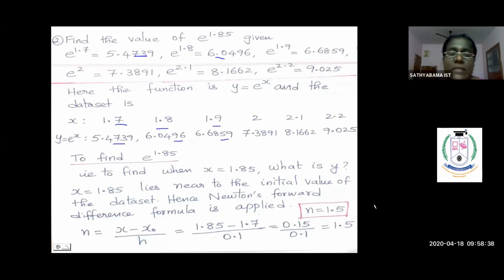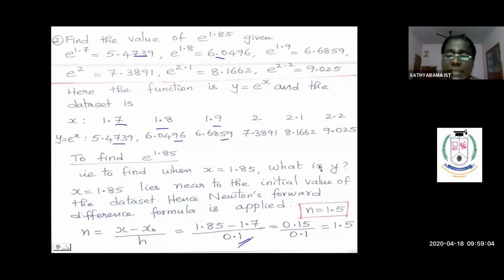So here, what are the x values? How are they spaced? They are equally spaced. What is the common difference? 1.8 minus 1.7 is 0.1. So here the common difference is 0.1. In a similar way, you can see the other values also. Just cross check so that you can identify the data set is equally spaced. So h is here 0.1.